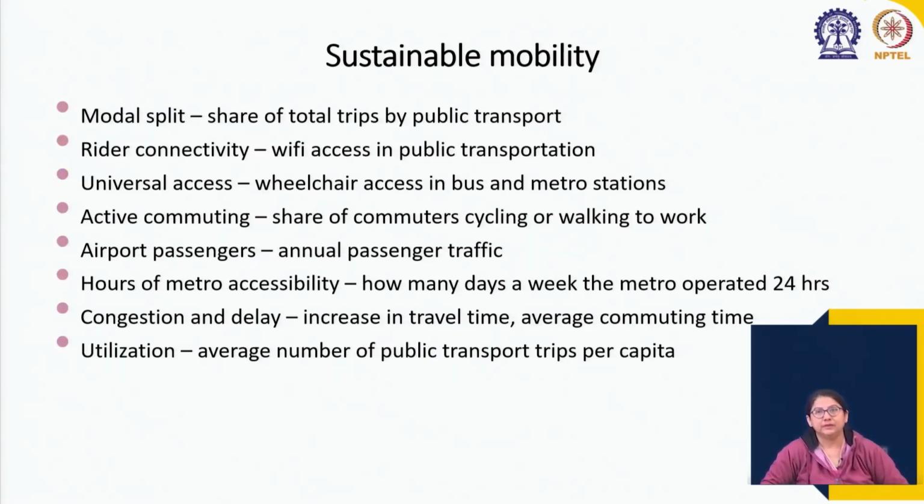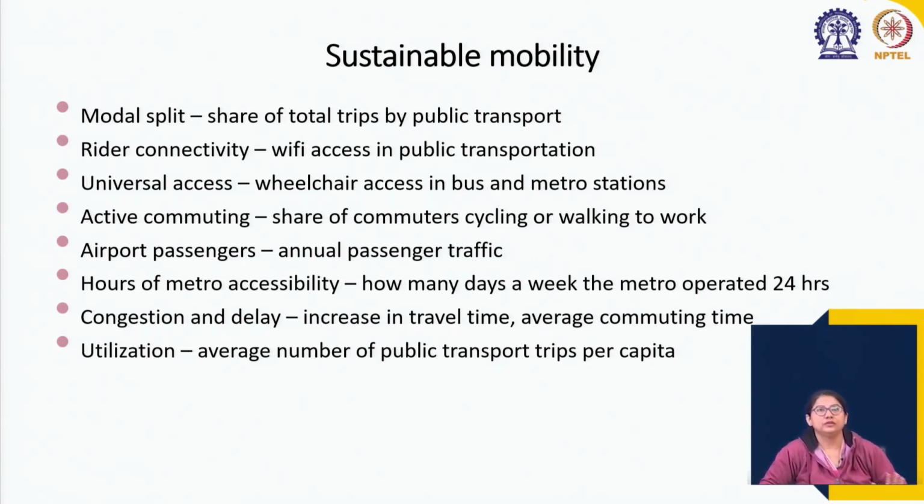In sustainable mobility, the other factors that are also considered are the modal split, which is the share of total trips made by public transportation, the rider connectivity, which looks into supporting features like Wi-Fi access in public transportation, universal access, which is measured by wheelchair access in bus and metro stations, and active commuting, which is the active mode of travel, that is the share of commuters who use cycling or walking in order to go to work.